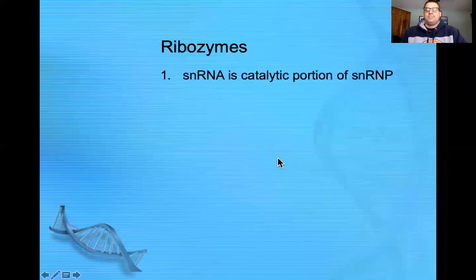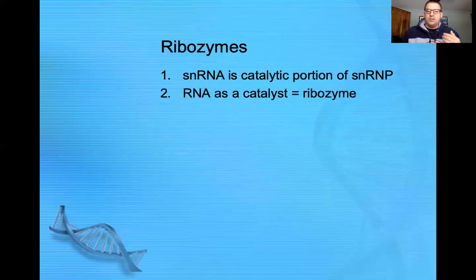Now, interestingly, the RNA is the catalytic portion of a SNRP. It's not the protein, right? When we think of anything that catalyzes reactions inside of a cell, we usually think protein, right? Because enzymes are proteins and they're catalysts. But with these SNRPs, the RNA portion of the molecule is actually the catalytic portion. So we would call these ribozymes. Anytime RNA acts as a catalyst, we call that RNA molecule a ribozyme.